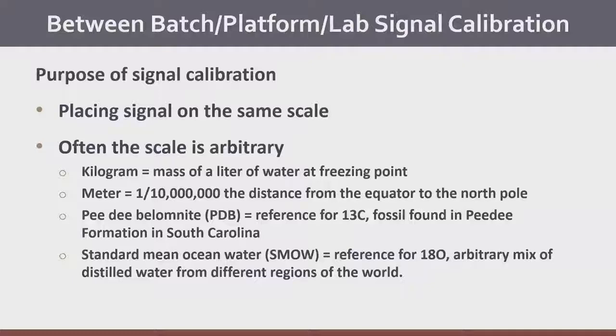Okay, so the thing about signal calibration. People often say they want to do absolute quant. I will argue, and I know that this is an extreme opinion, that there is no such thing as absolute quant. Absolute quant is just relative quant relative to something that someone's defined as a reference material.